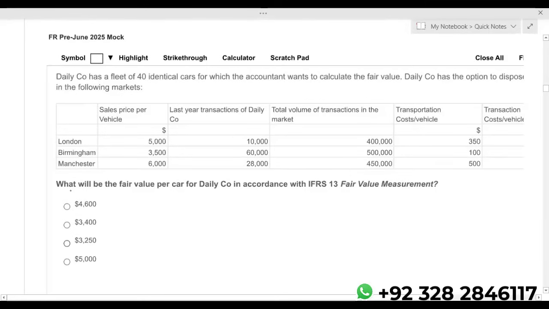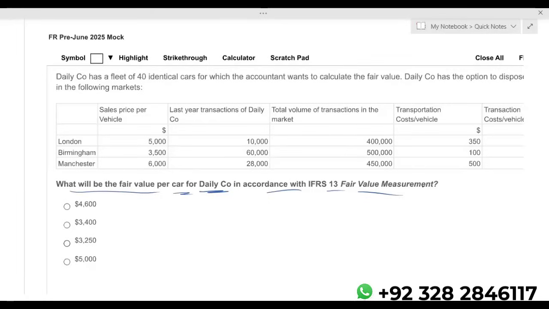Okay. What is the fair value per car for Daily Company in accordance with IFRS 13 Fair Value Measurement? Always remember, whenever your examiner gives you more than one market, fair value is always decided on the basis of the principal market. If my examiner gives me information on more than one market, I have to take the fair value on the basis of the principal market.